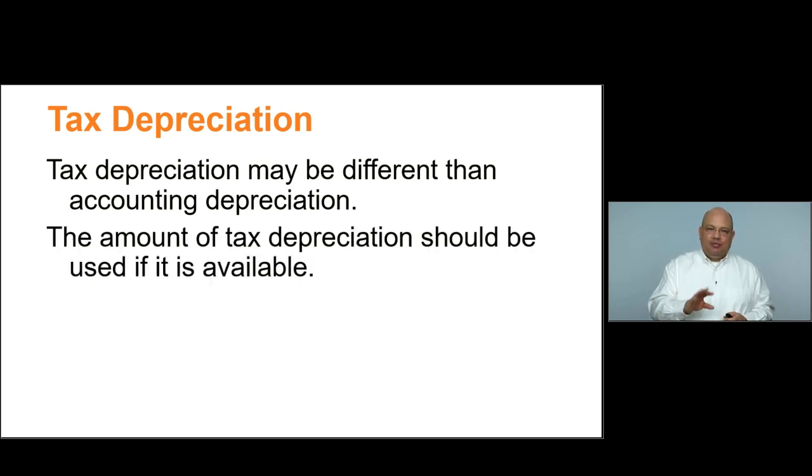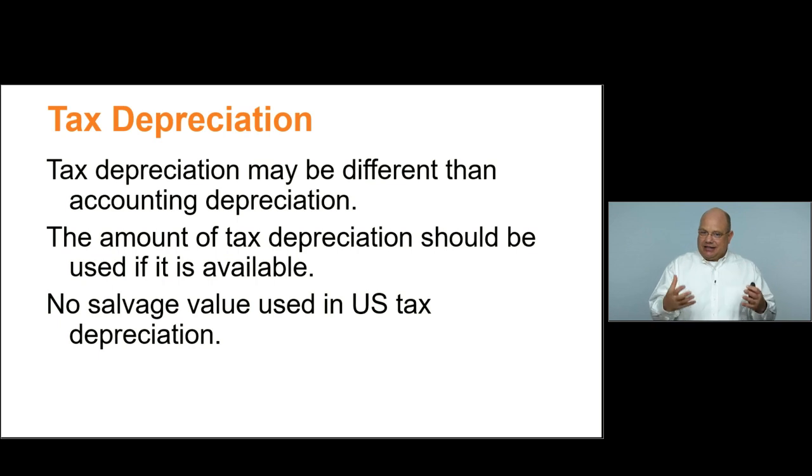If the information is available, we should use tax depreciation in a question. If they tell us what book depreciation is and what tax depreciation is, we should use tax depreciation, because that's how we calculate our taxable income. And finally, in U.S. tax depreciation calculations, salvage value is not taken into account. Just the entire cost of the asset is going to be depreciated over the useful life of that asset.